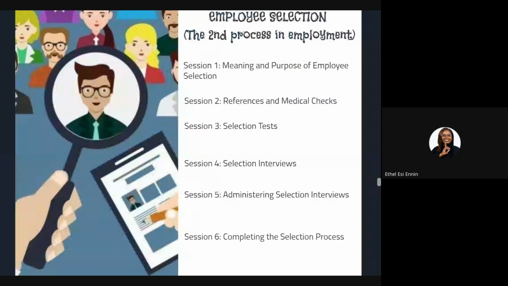The information you provide is your permanent record in that organization. Yes, Ernestina.